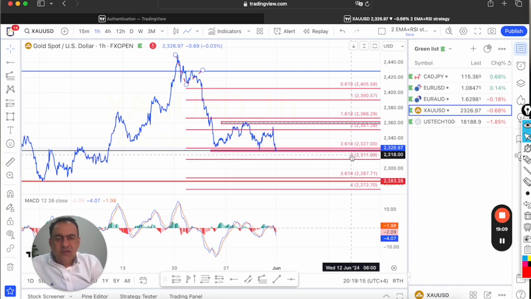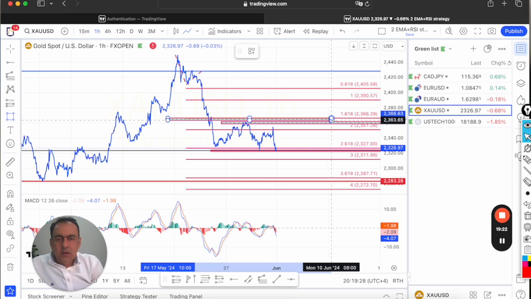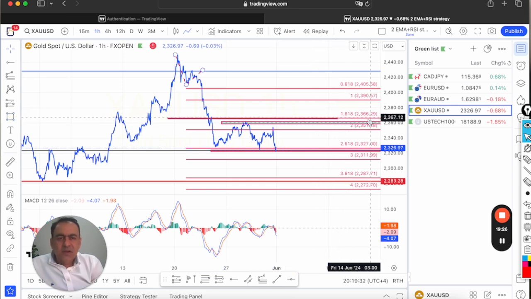The next expected level is 3.618, that is 2287 or 2283 based on the higher time frame, and I'm expecting that the sellers will not allow the buyers to take the price higher than 1.618. So 2366 could be your major resistance, and the upcoming target could be 2287 or 2285 in the coming week.